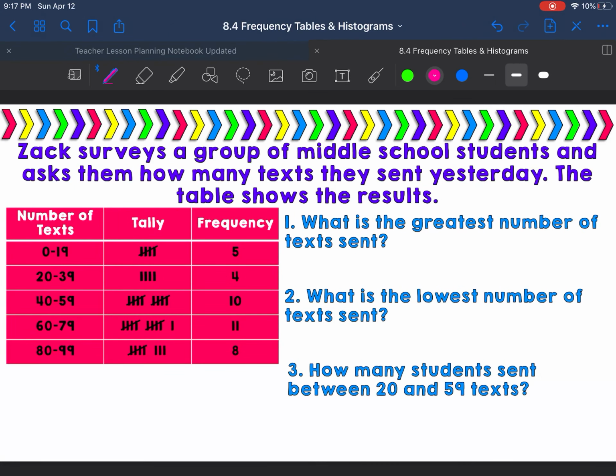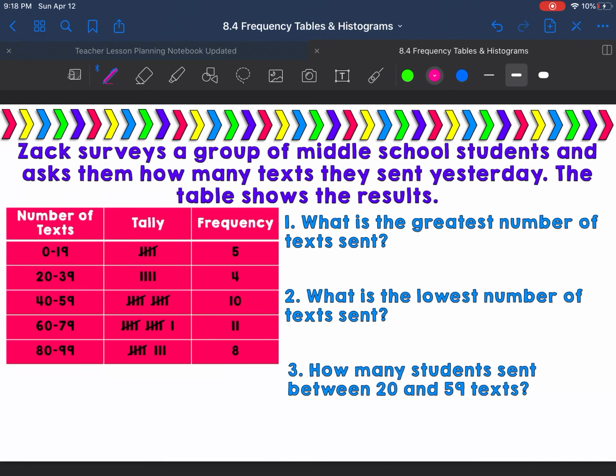So now we can work out some problems. So let's go to this problem. Zach surveys a group of middle school students and asks them how many texts they sent yesterday. The table shows the results. So lucky for us, we already have our frequency table filled out. So now we just need to answer 3 simple questions.